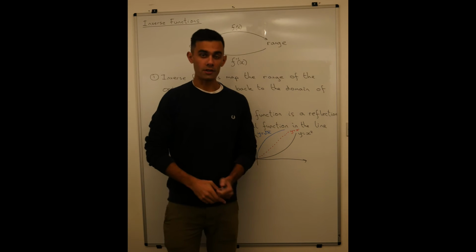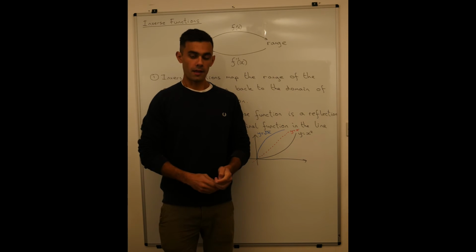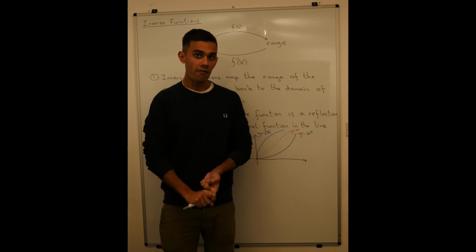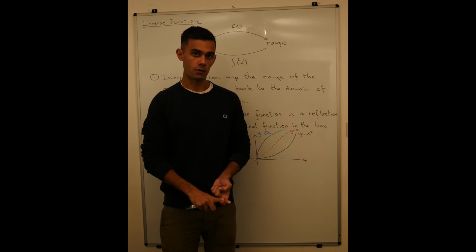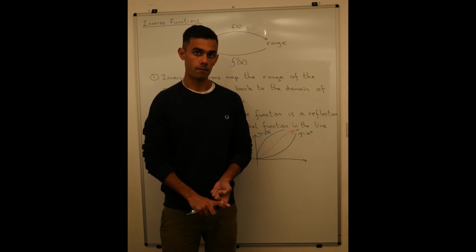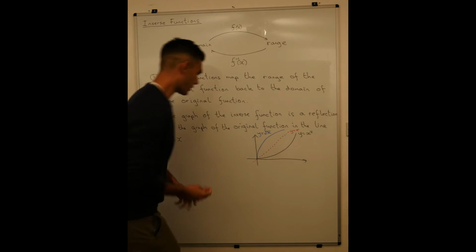The final point to make about inverse functions is that not every function has an inverse. They only exist for one-to-one functions, not many-to-one. Let's have a look at why. I'll write the point down and then we'll look at why.